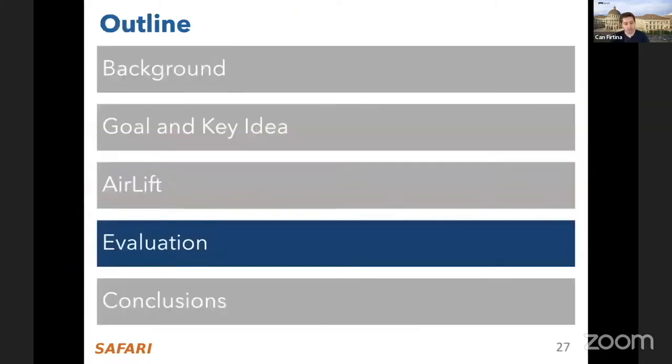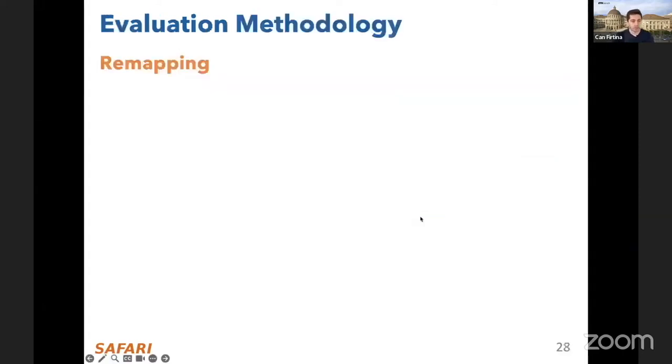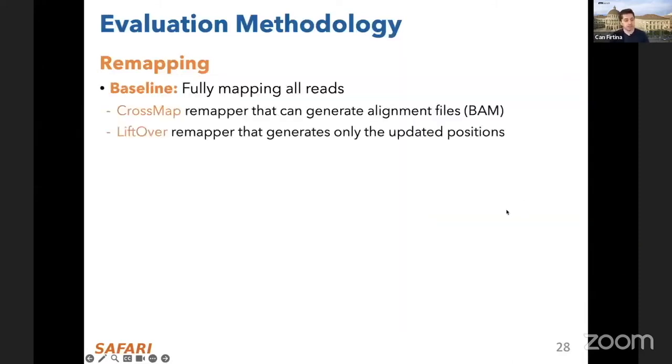So with that, I'll go over the evaluation part of our work. So we perform remapping, and our baseline in remapping is fully mapping all the reads, which is the first approach. So mapping the reads from scratch to the new reference genome.